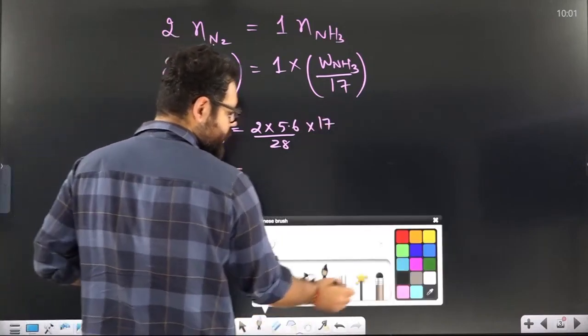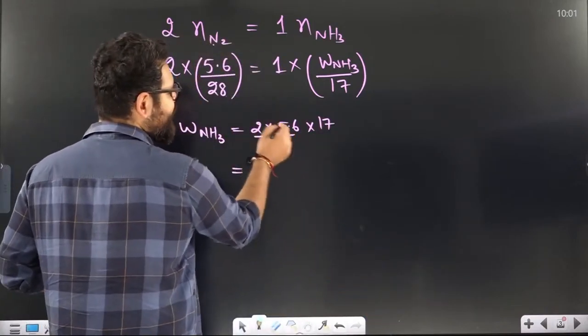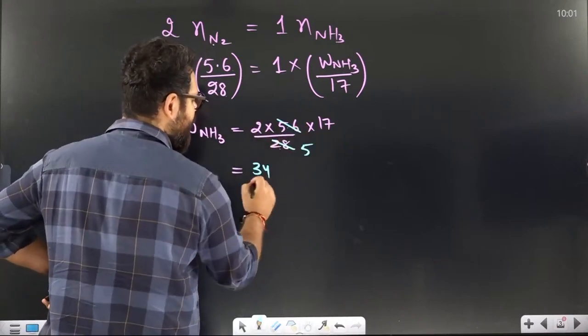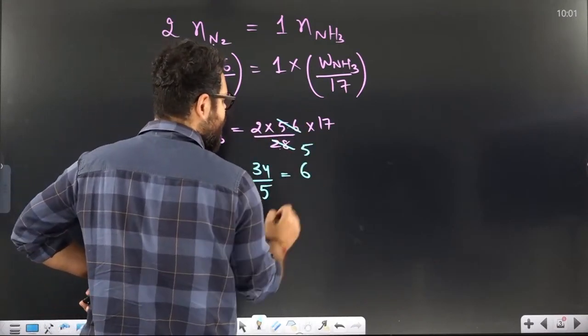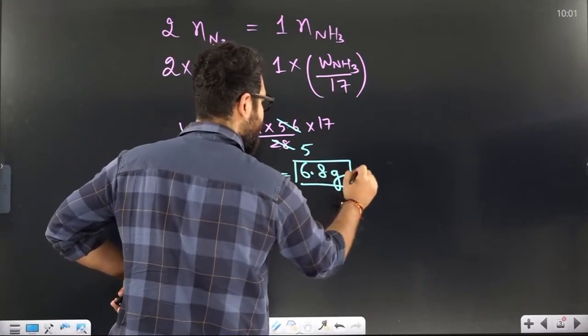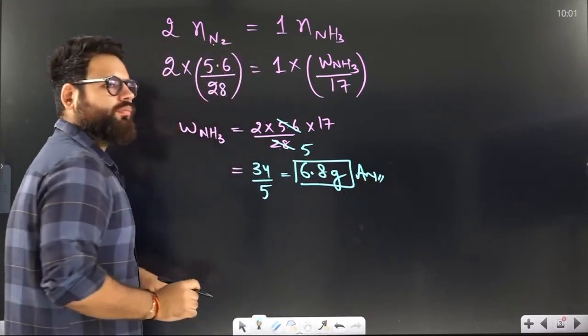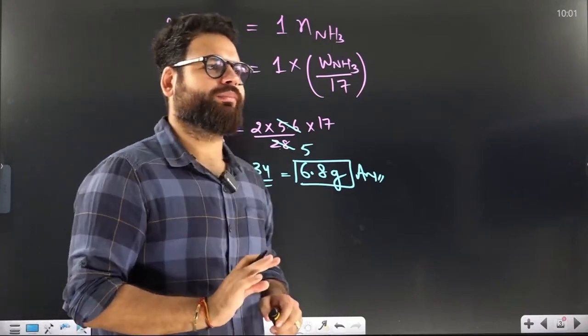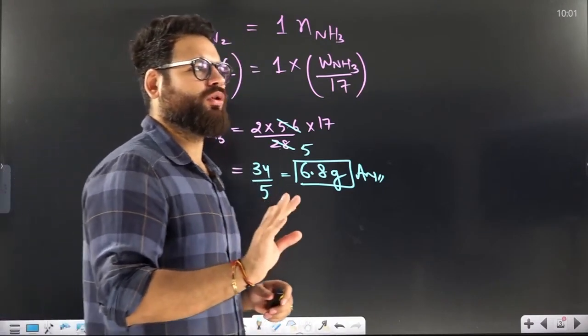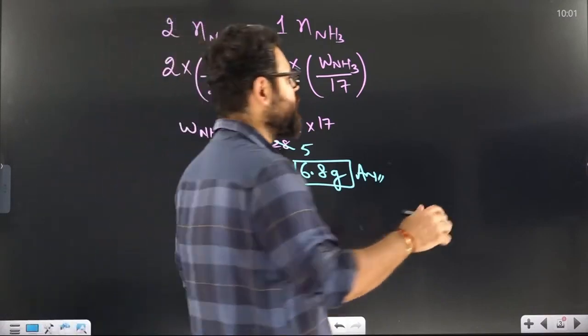So we get how much? 5.6 by 28, and we get 34 upon 5, which is 6.8 grams. That is the answer. 6.8 gram. The symbol of mole, I am using n. n means moles.